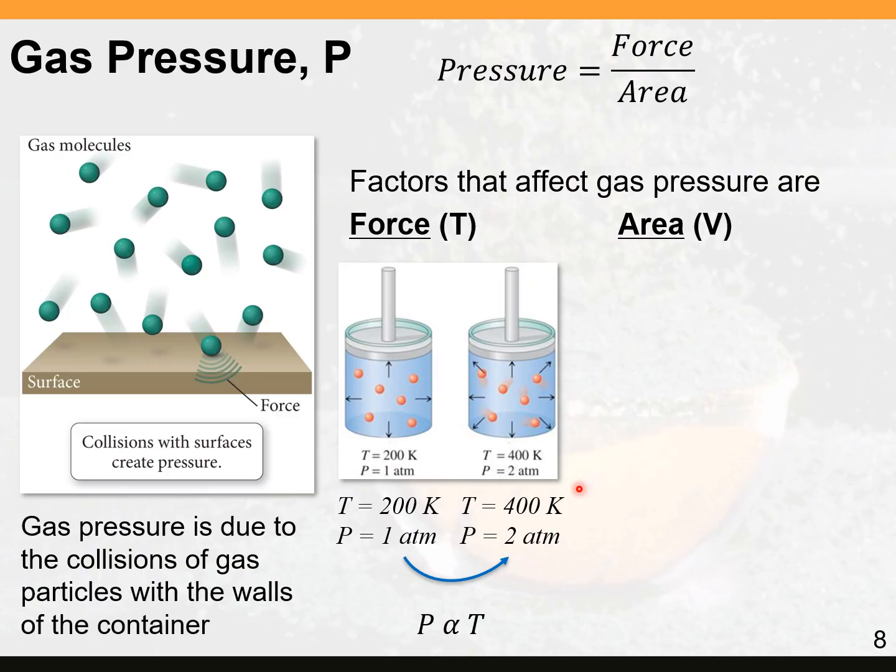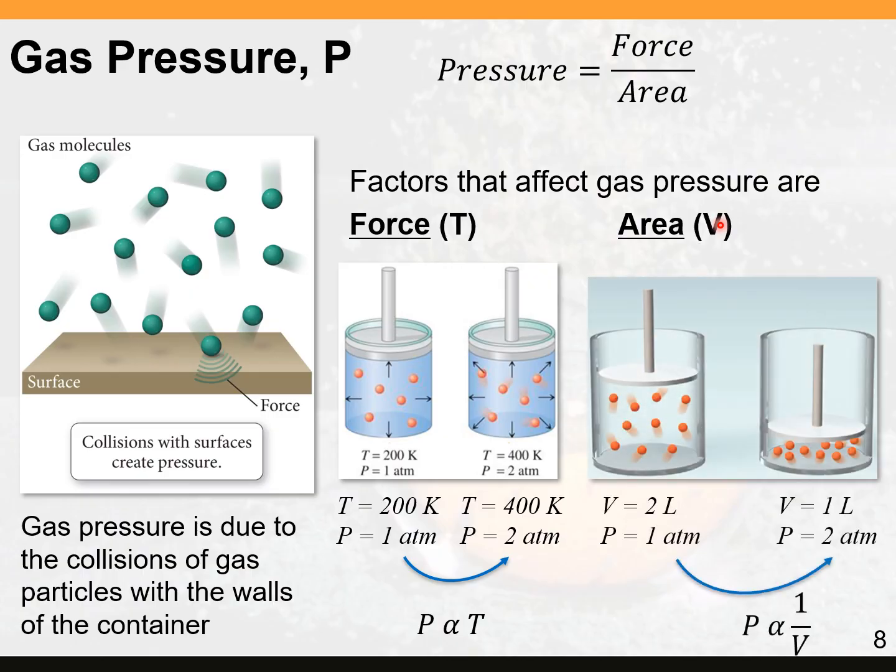The other factor that affects gas pressure is volume. Since volume is proportional to the area of the inner walls, the smaller the volume, the higher the pressure. Pressure and volume are inversely proportional. For example, when the volume of a gas is halved, its pressure doubles.